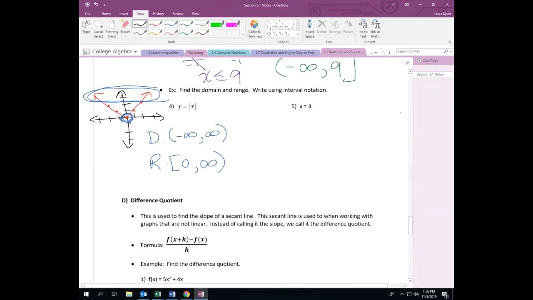Now, x equals 3 is a vertical line, which we graphed in the last unit. Vertical lines just go straight up and down. Oh my gosh. I can't get it together here. Straight up and down, like so.